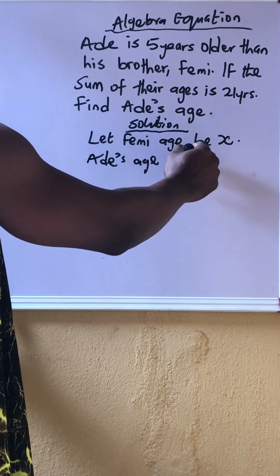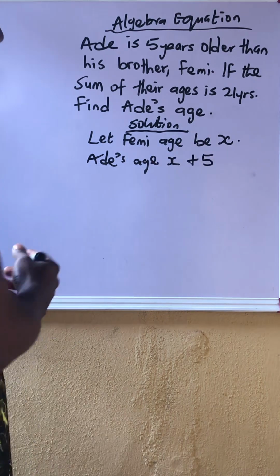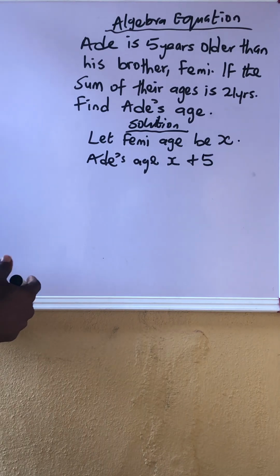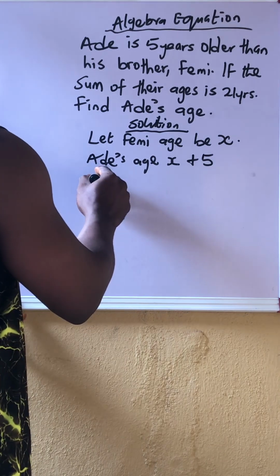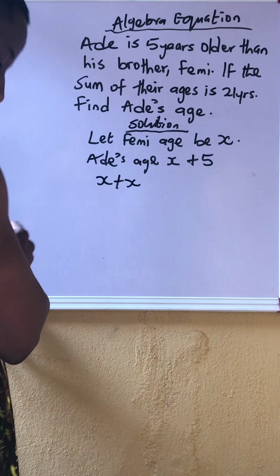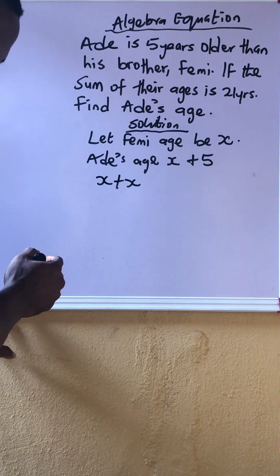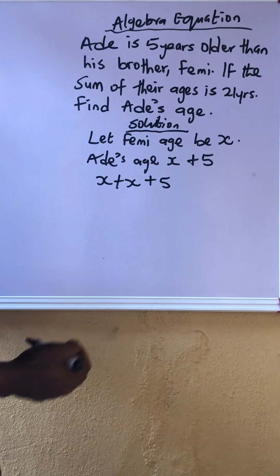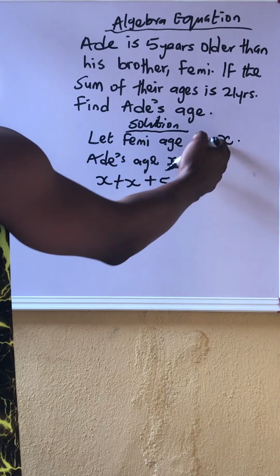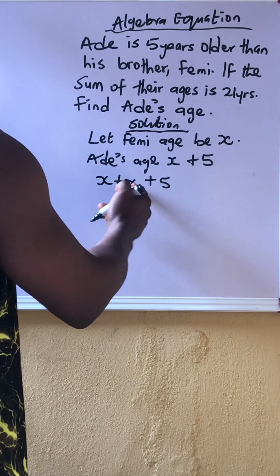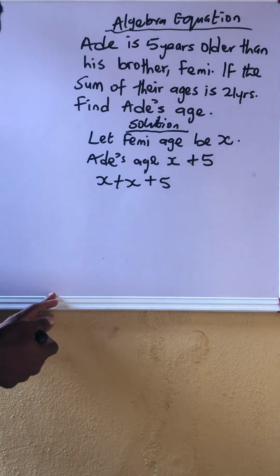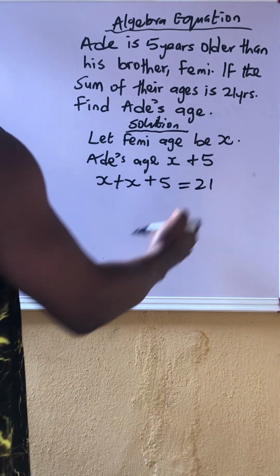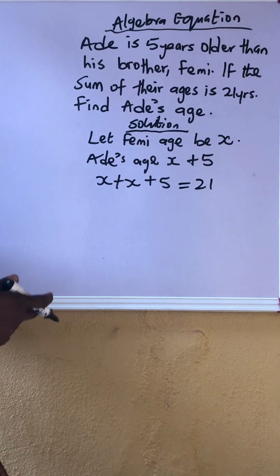X plus 5. Are you following? Please pay close attention so that you can understand it. Now, we do X plus X plus 5, which is this plus this plus this, X plus X plus 5, which is equal to what? 21. So this is our equation that we are going to use to solve the problem.